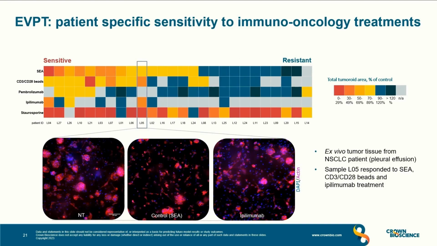If we take a closer look at one of the responder tissues, we can see a highly diverse sample consisting of tumor clusters and supporting cells in a non-treatment control. The treatment with the immunostimulatory control superantigen SEA drastically reduces the number and size of the tumor clusters while increasing the numbers of proliferating single immune cells. A similar but less drastic response was observed with ipilimumab treatment.